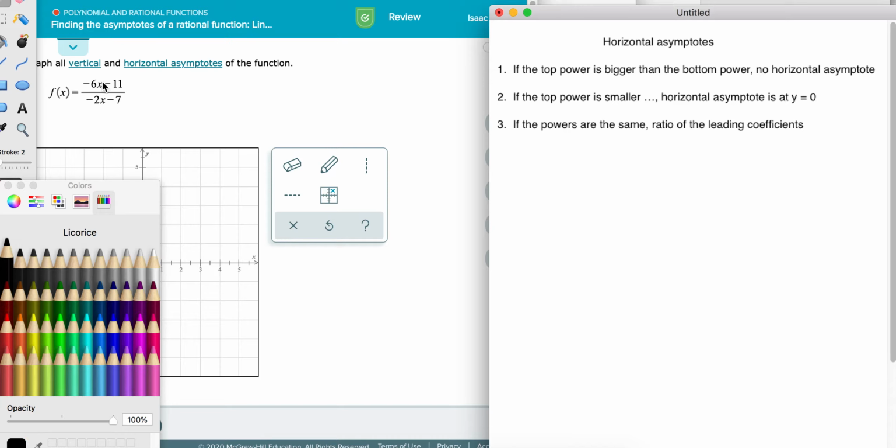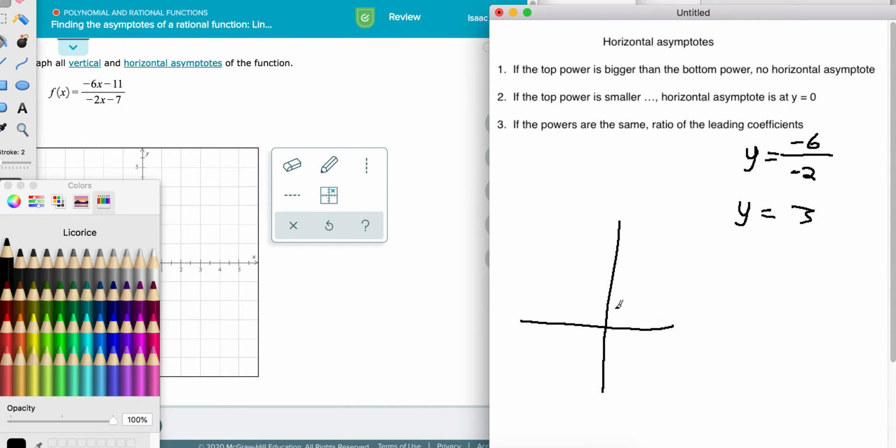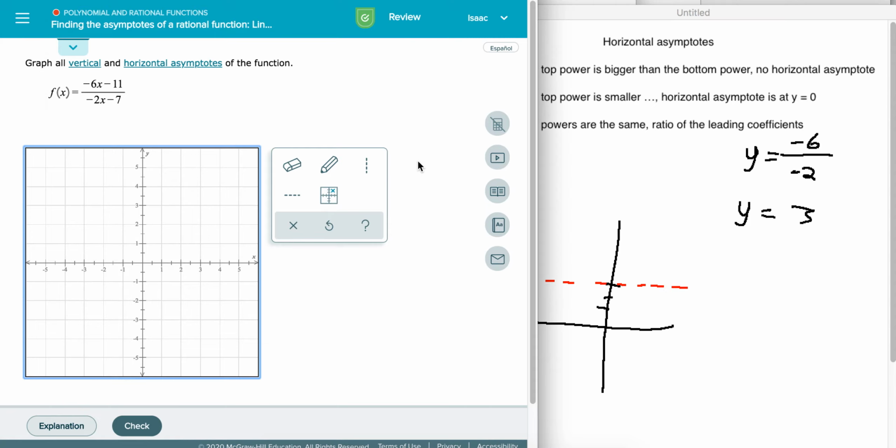Negative 6x. Look, the power on the top is 1. The power on the bottom is 1. So if the powers are the same, the asymptote is a ratio of the leading coefficients, which means the numbers that are next to the highest power. So the top is negative 6. The bottom has negative 2. It's negative 6 divided by negative 2 for the horizontal asymptote, which in other words is negative 6 divided by negative 2, which makes 3. So that means at y equals 3, there's this invisible line that the graph will never touch. It'll get close to, but never touch as we go to infinity.